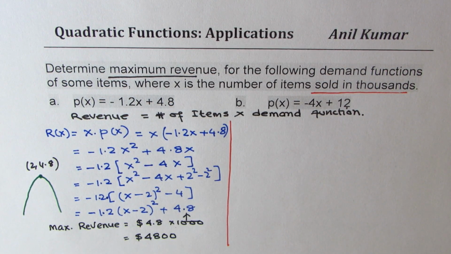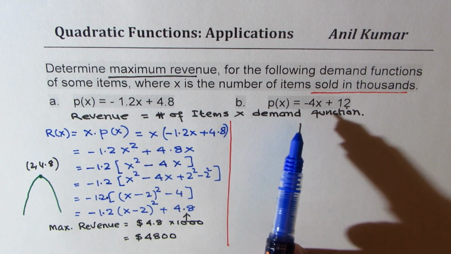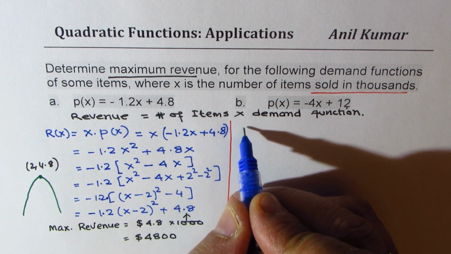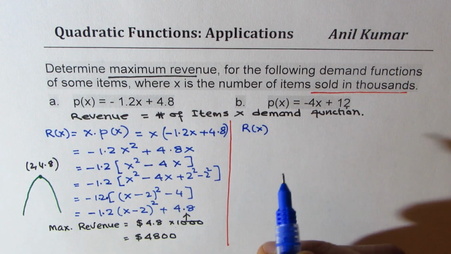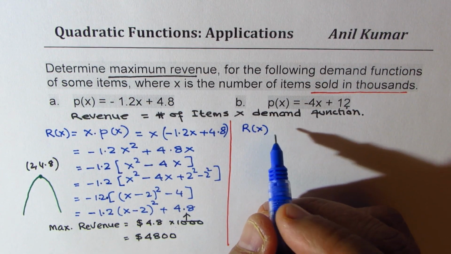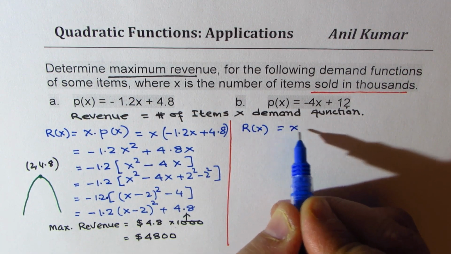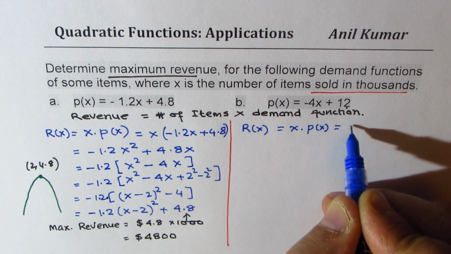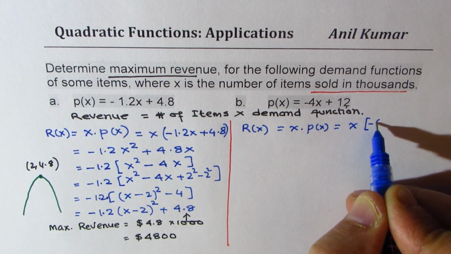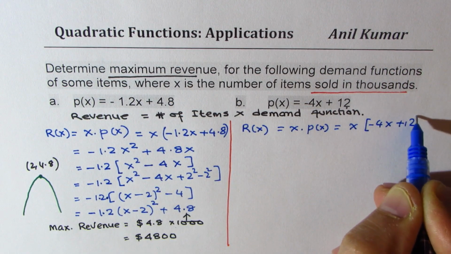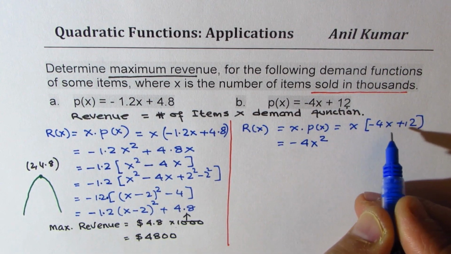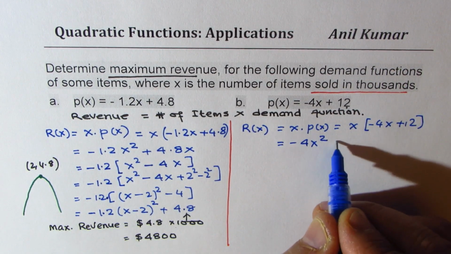That is how you have to solve all these questions. Now you can always pause this video and answer the next one yourself. You can follow the same strategy. However, I'll change my strategy a bit and use partial factoring this time. The revenue function is x times the demand function p of x. In this case, it would be x times minus 4x plus 12, which is equal to minus 4x squared plus 12x.